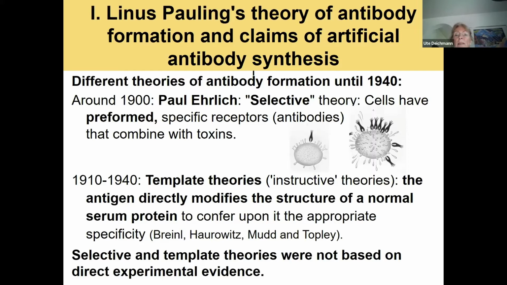A few years later, template theories or instructive theories pushed the Ehrlich theory into the background. According to these theories, the antigen directly modifies the structure of a normal serum protein to confer upon it the appropriate specificity. Both selective and template theories were not based on direct experimental evidence.